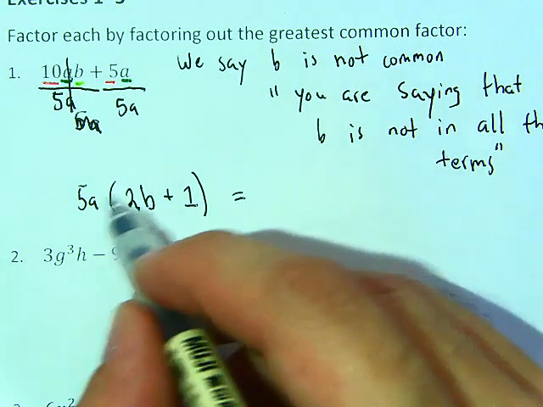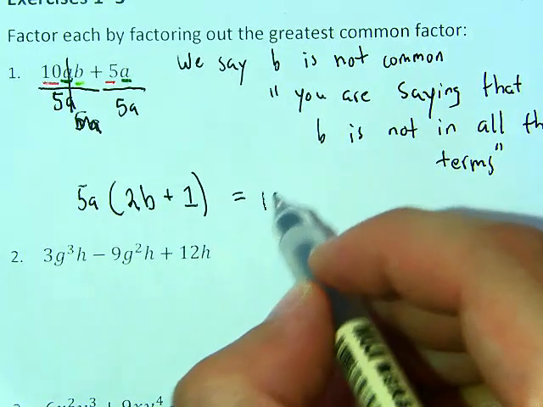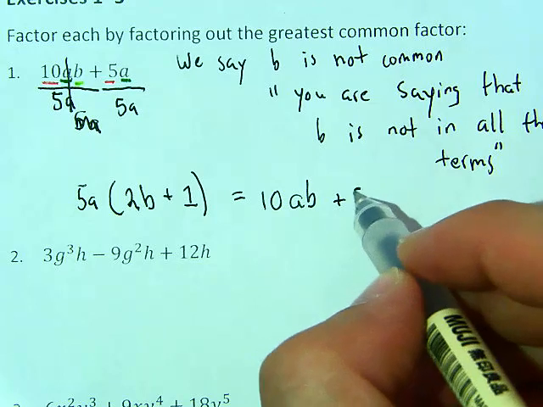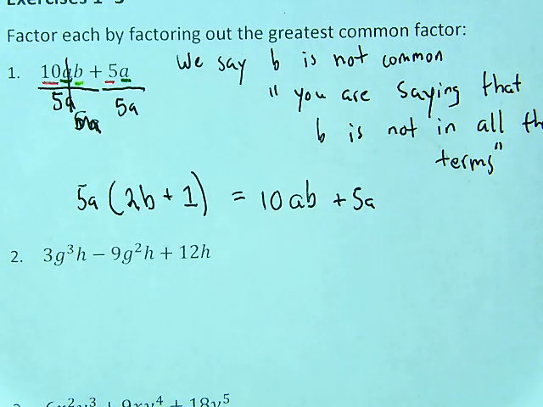Notice that this 10AB plus 5A is equal to this. And how do I know? Because when I distribute, what's 5 times 2? It's 10. A times B is AB. 5A times 1 is 5A.